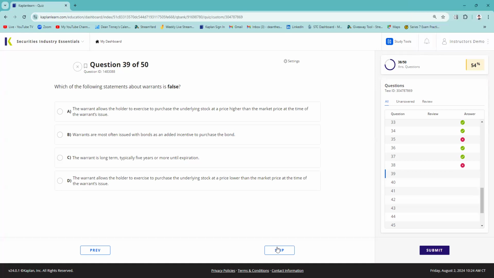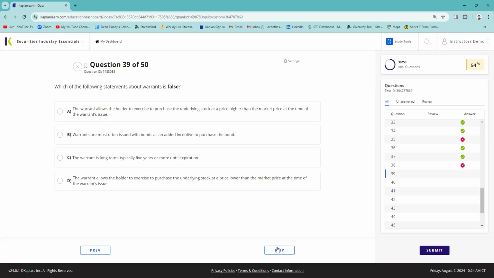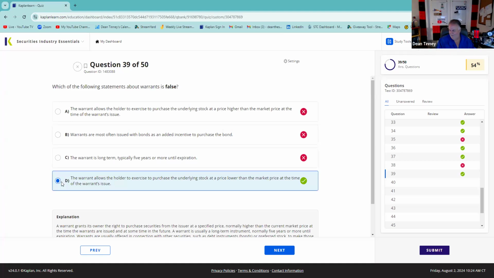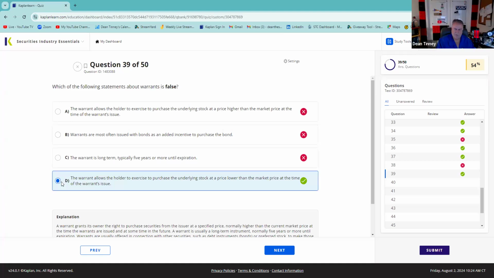Which statement is false? Warrants are used in bond underwritings to make it easier to sell the bonds. So B is true. The warrants are long term. That too is true. What is false is that warrants do not allow you to buy the stock at less than the current market price. That would be rights. All they're asking you to do in this question is contrast rights with warrants.